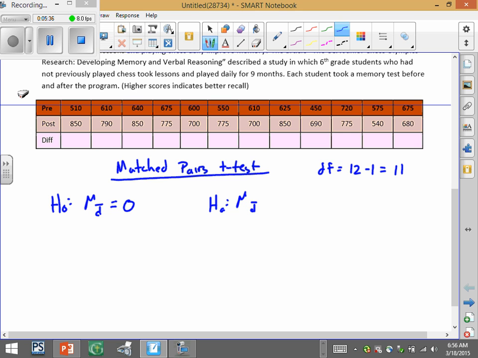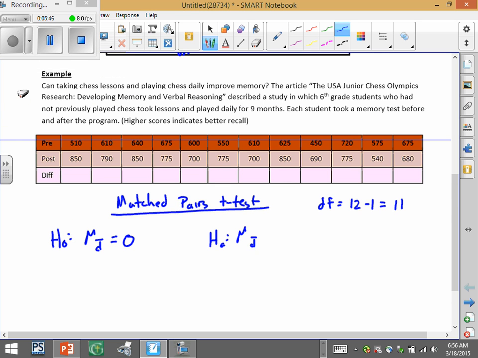Some students will do better, some students will do worse. If we look here, can chess improve your memory? If it improves, then the post-test should have the higher scores. So what that would tell us is that when I subtract pre minus post, right?